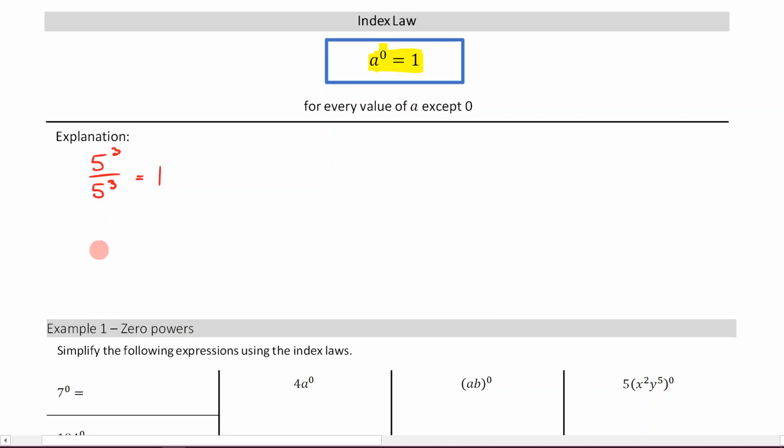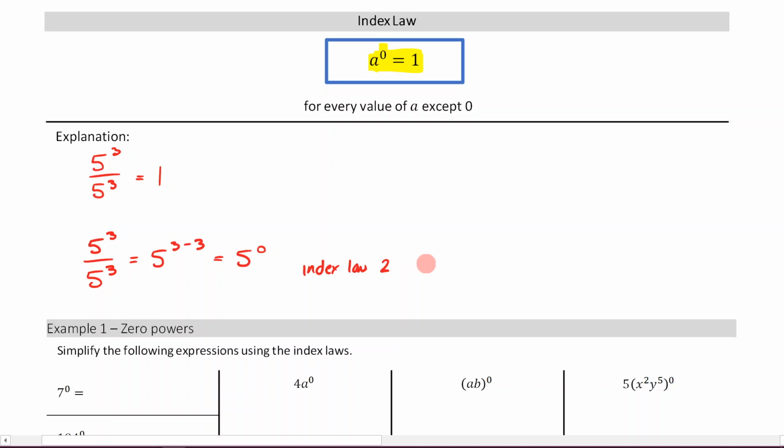What we can also say, if we were to rewrite our question, 5 to the 3 over 5 to the 3, is according to index law 2. In our last lesson, we learned about index law 2, which tells us when we're dividing things with the same base, we can subtract the indices. So in this case, because we have the same base here, we could go 5 to the 3 minus 3. Now, 3 minus 3 is going to be equal to 0.